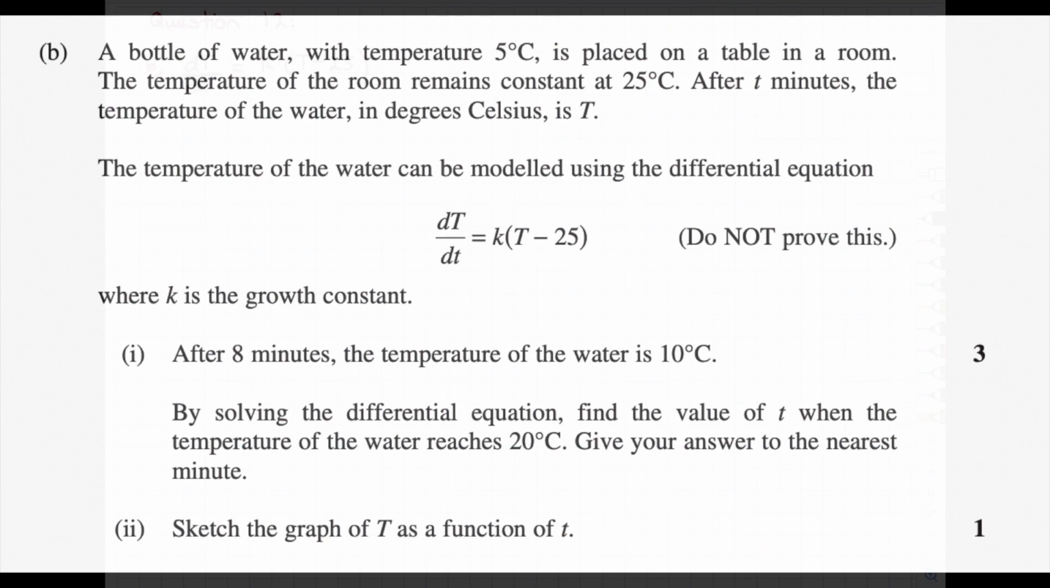A bottle of water with temperature 5 degrees Celsius is placed on a table in a room. The temperature of the room remains constant at 25 degrees Celsius. After t minutes, the temperature of the water in degrees Celsius is capital T. The temperature of the water can be modeled using the differential equation dT/dt equals k times (T minus 25), where k is the growth constant.